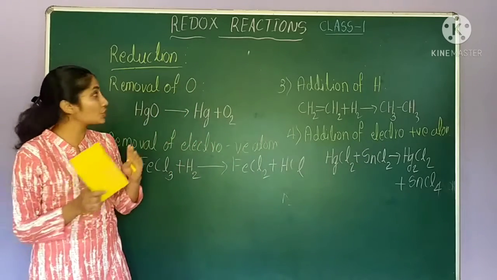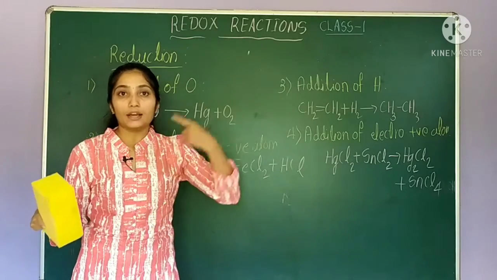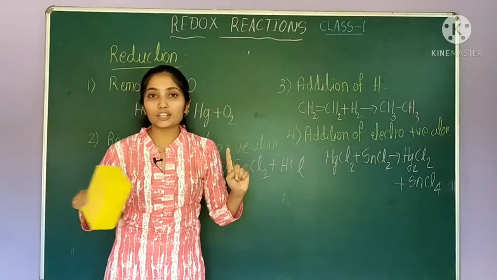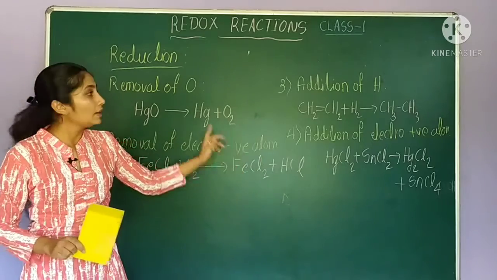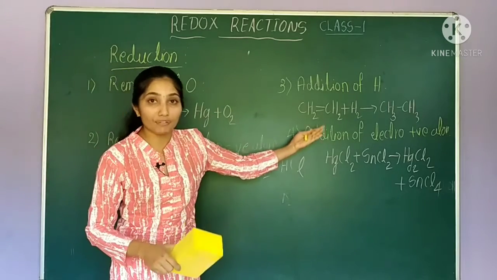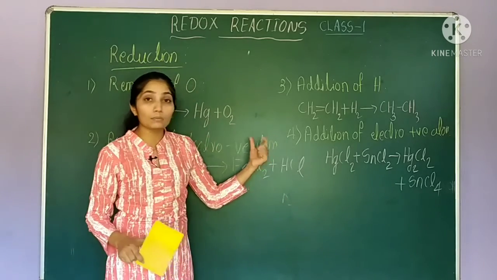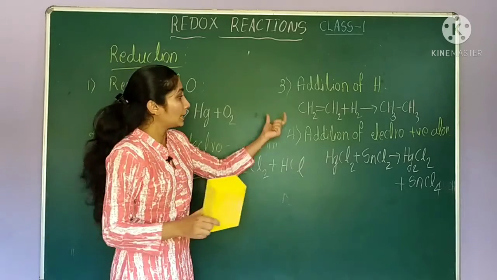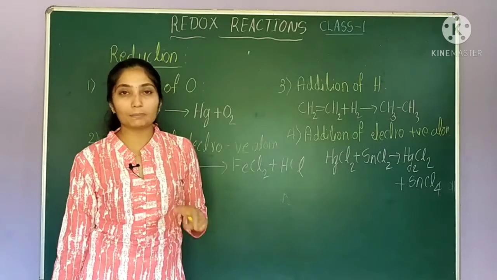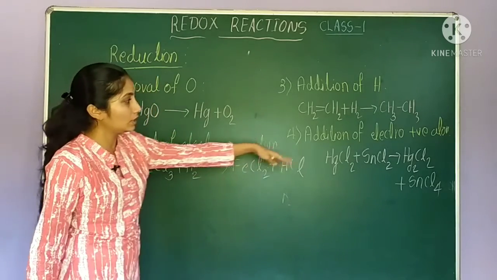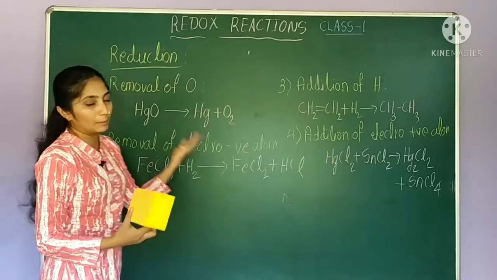So you can compare the definitions of oxidation and reduction. Oxidation is addition of oxygen, reduction is removal of oxygen. Oxidation is addition of electronegative atom, but reduction is removal of electronegative atom. Oxidation is removal of hydrogen, but reduction is addition of hydrogen. Oxidation is removal of electropositive atom, reduction is addition of electropositive atom. These are very simple definitions. You should remember them, but the examples are okay. If you want, you can remember them, or else no need.